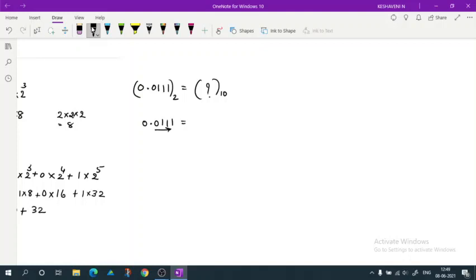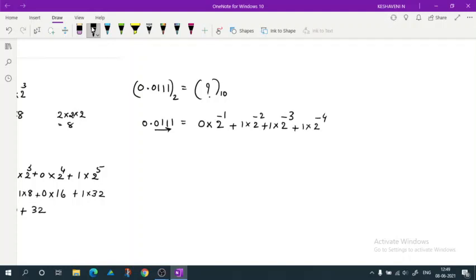Okay, therefore first, after the decimal point, you have 0 into 2 to the power of minus 1. You need not write 2 to the power of 0. After the decimal point you have to consider 2 to the power of minus 1. I wrote 0 into 2 to the power of minus 1 plus next 1 into 2 to the power of minus 2 plus next 1 into 2 to the power of minus 3 plus 1 into 2 to the power of minus 4.